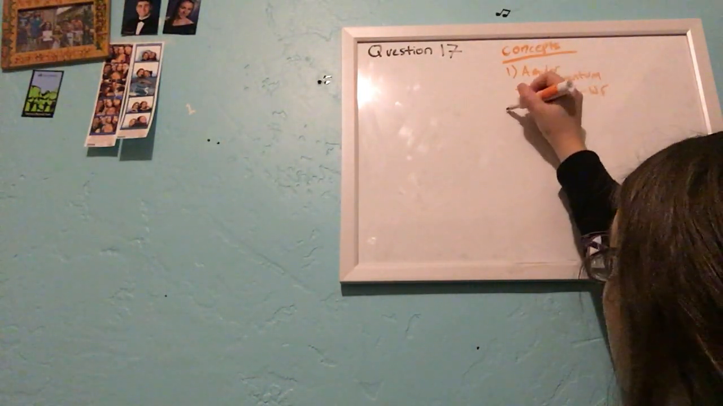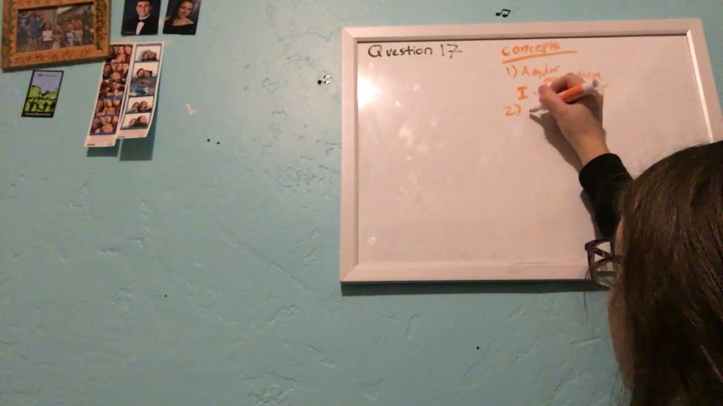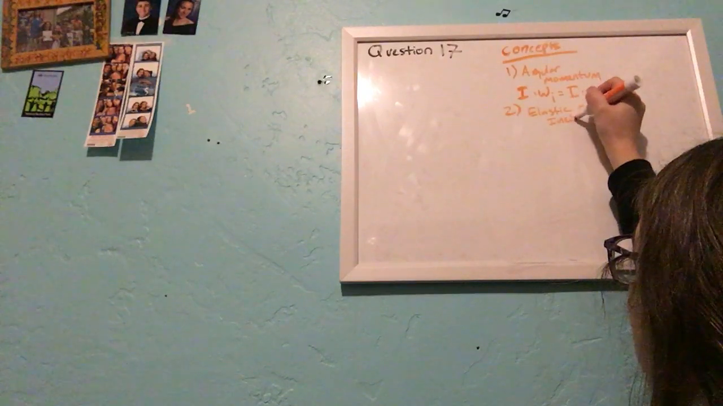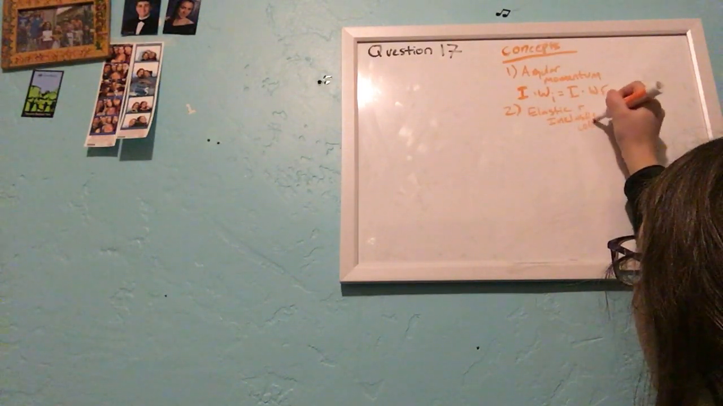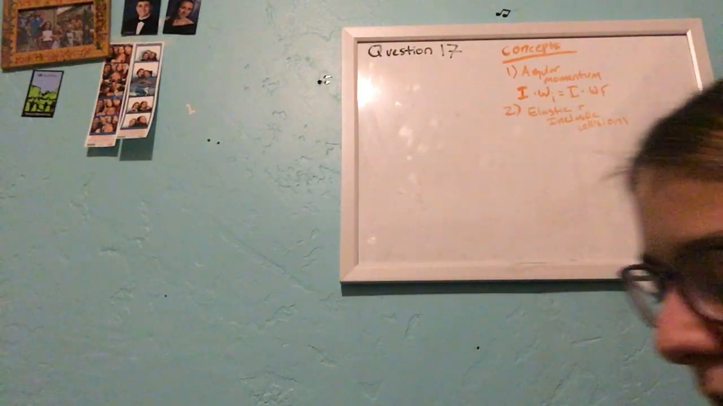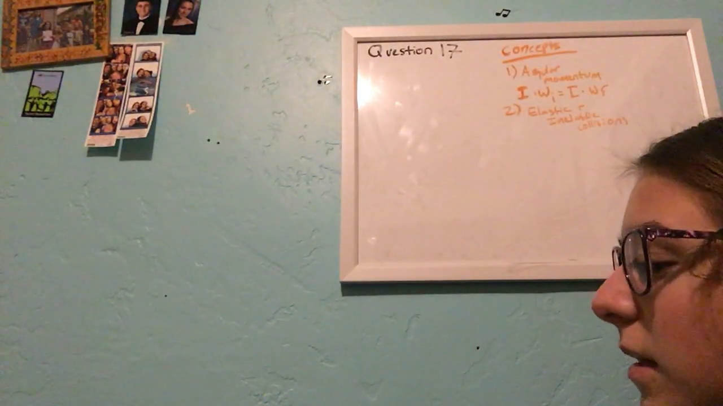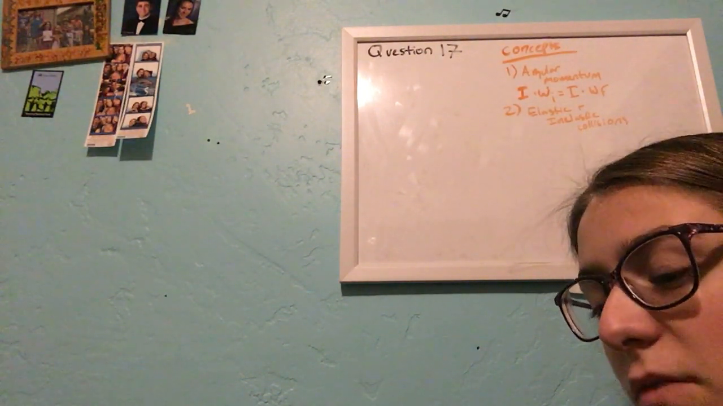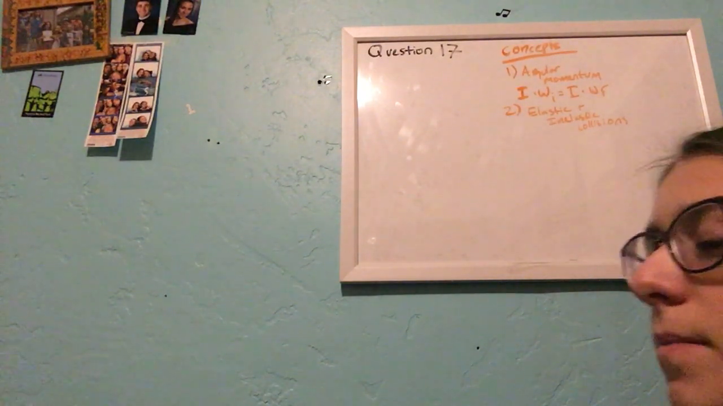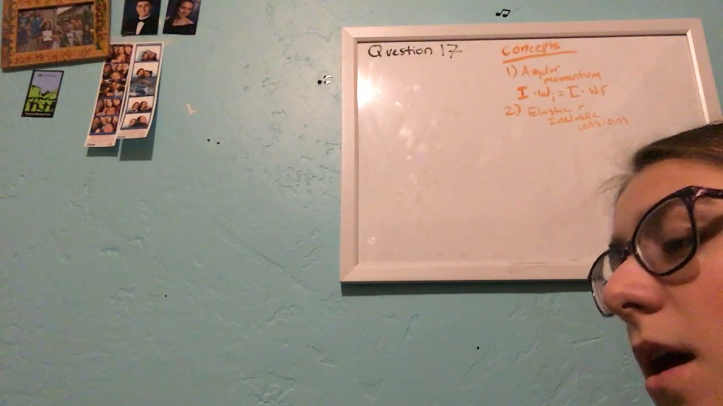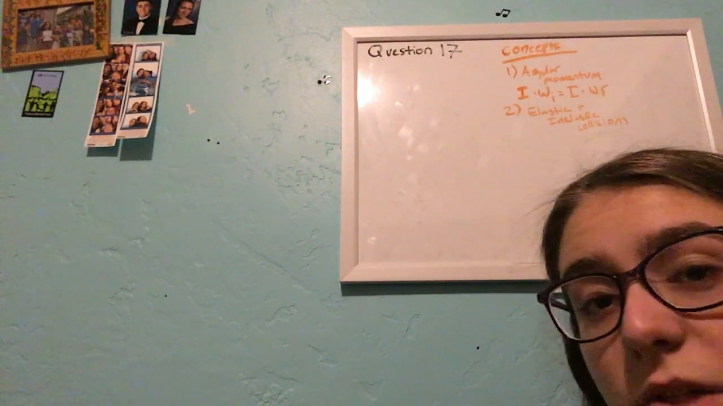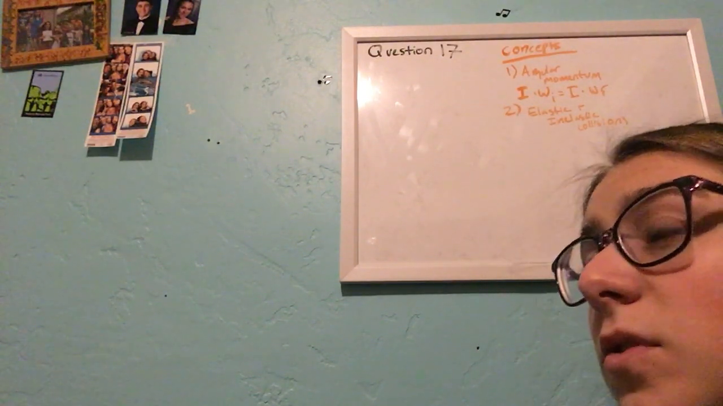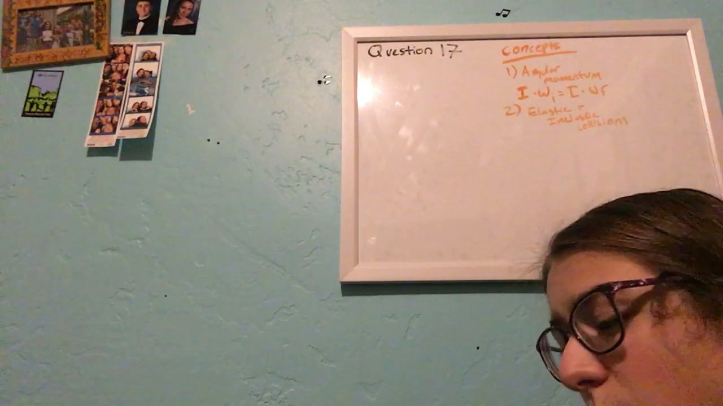Okay, the next principle I will be exploring is elastic and inelastic collisions. So both of these types of collisions will have momentum conserved in them. However, for an elastic collision, both momentum and kinetic energy will be conserved. So that means the total kinetic energy beforehand will be equal to the total kinetic energy afterwards.